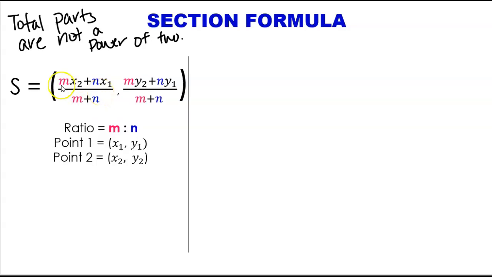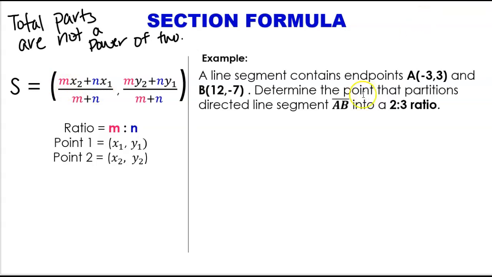So let's just look at an example. And remember, I am going to label. Y'all know I'm a big labeler. It says a line segment contains the points A, which is -3, 3, and B, which is 12, -7. Determine the point that partitions the directed line segment AB into a 2:3 ratio. Now the 2:3 ratio means that it has 5 total parts, which is not a power of 2. So that's how I know I'm going to use the section formula.